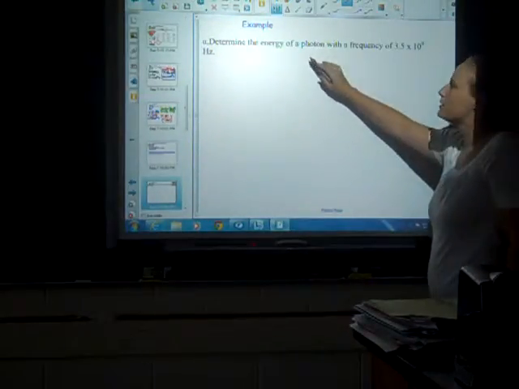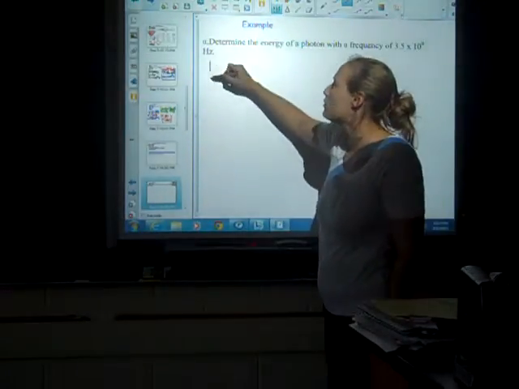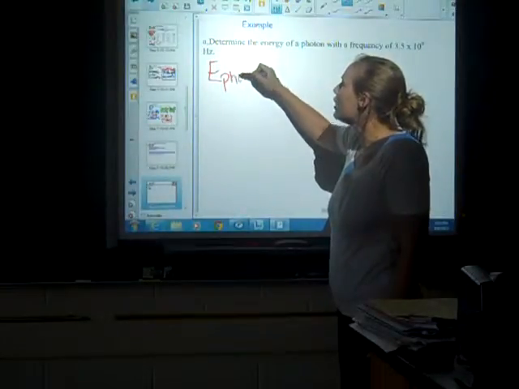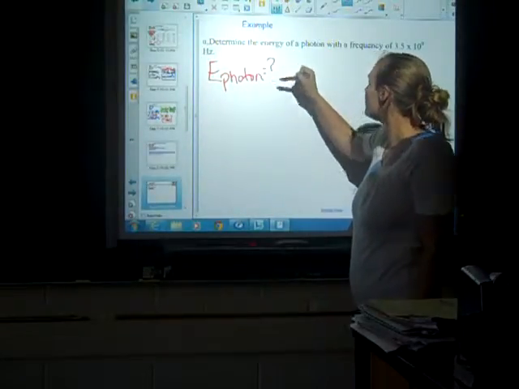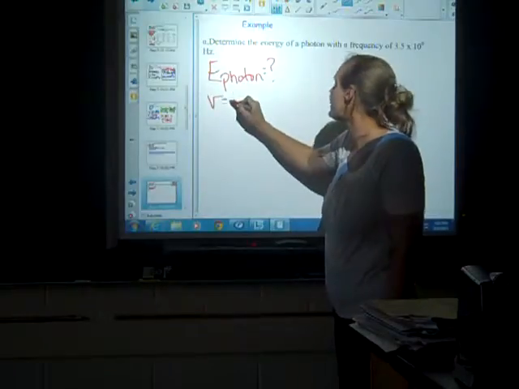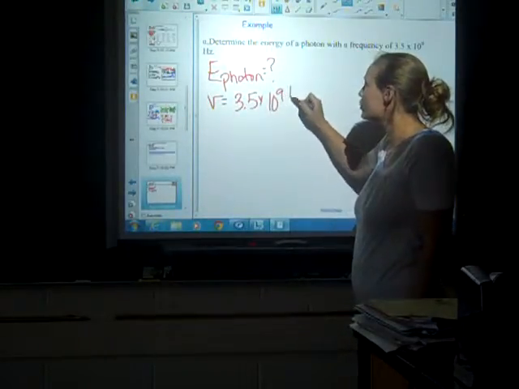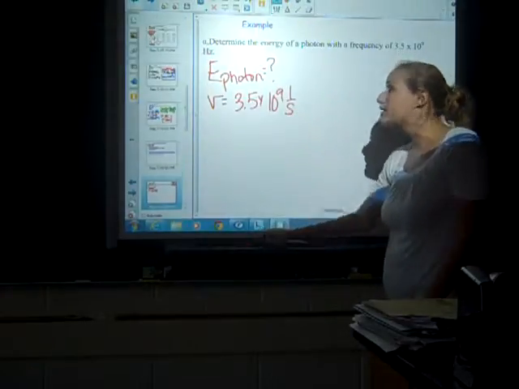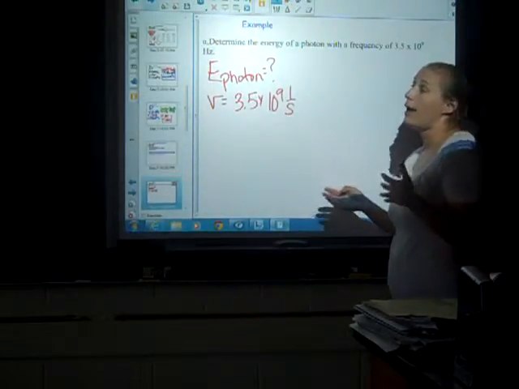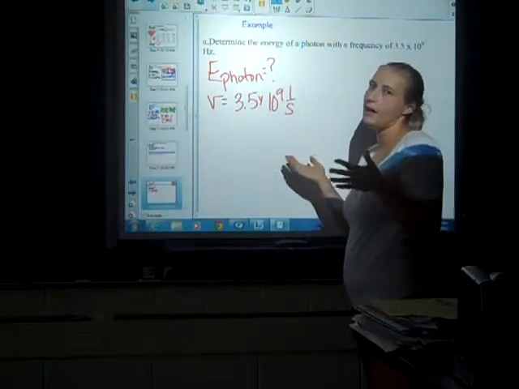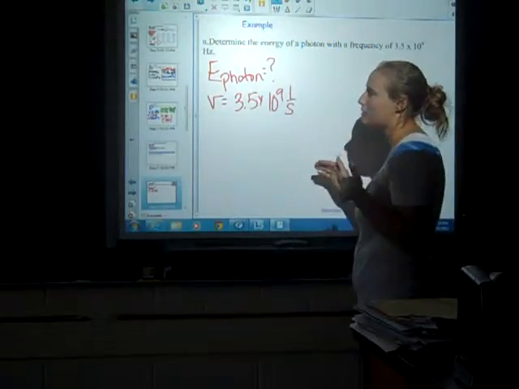So the first practice question says, determine the energy of a photon. So I need to know the energy of one photon, that's my question mark, if the frequency is equal to 3.5 times 10 to the 9th hertz or inverse seconds. And again, if I wasn't sure what formula I would be using, this is E equals hv, so we know which one.